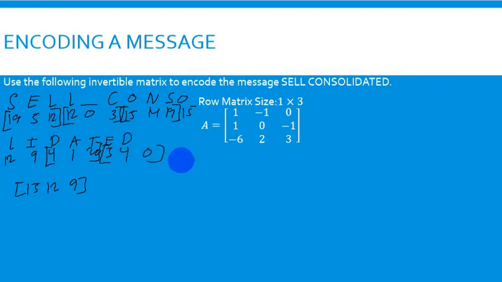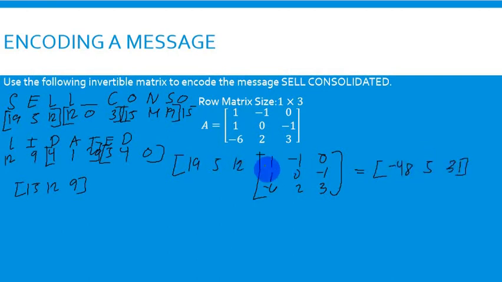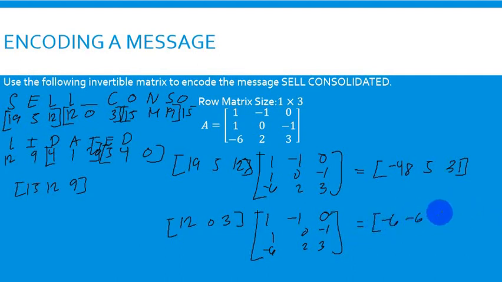So I'll show here the first two. So we'll have 19, 5, 12 multiplied to our encryption key, which gives us an encoded row matrix of negative 48, 5, and 31 when we multiply these two. For the second one, 12, 0, 3, multiplying it to our key will give us our coded message of -6, -6, 9. And we'll continue for our other row matrices.